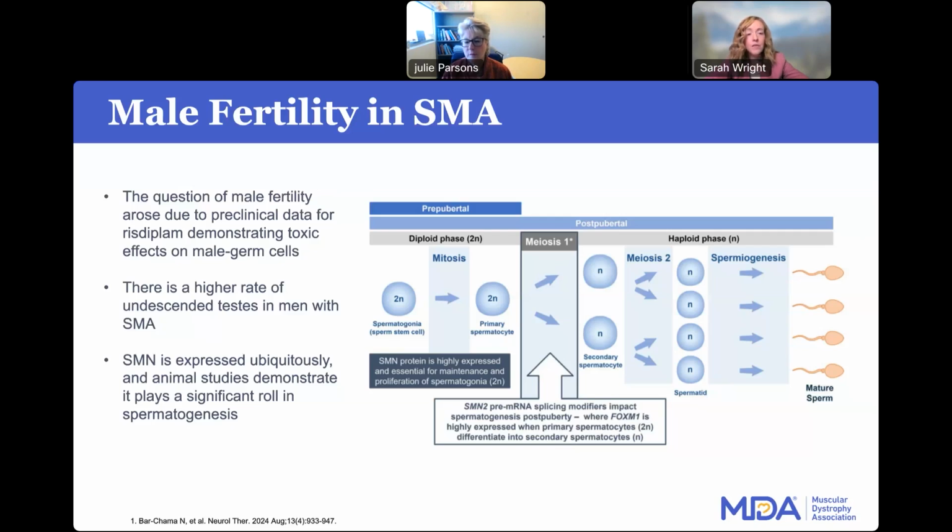But I think for many of our families who are very hesitant to start this medication in their young children pre-puberty, because of the risk of impaired fertility later on, this may provide better reassurance. It's important for us to understand this, particularly for our patients with more severe types of SMA, and how we can address this question earlier, before puberty, to help preserve fertility for some of our young males. Next slide.